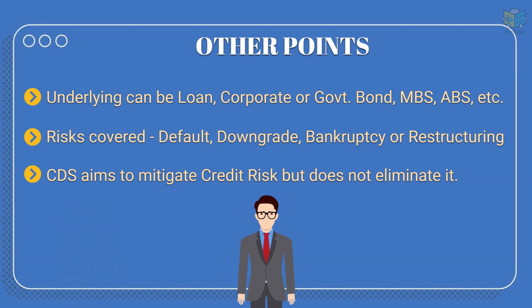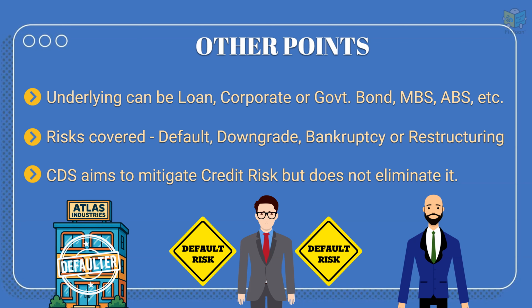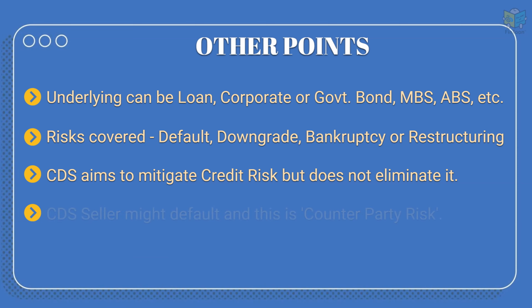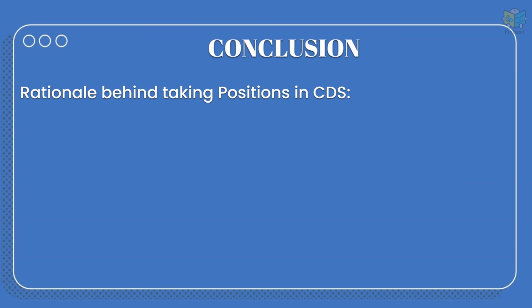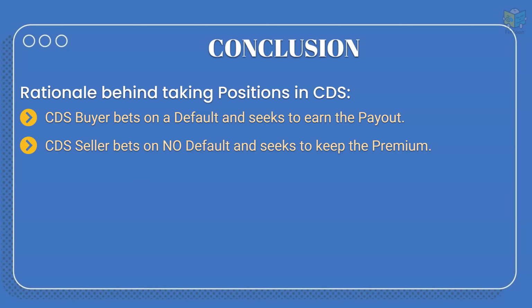Mr. Oliver was originally facing credit risk from Atlas Industries, but now, if Atlas defaults, he also faces credit risk from the dealer, as the dealer could also default. This is called counterparty risk. The rationale behind taking positions in CDS is simple. The protection buyer believes the reference entity might default and seeks compensation if that happens. The protection seller believes the reference entity won't default and expects to keep the premium collected.